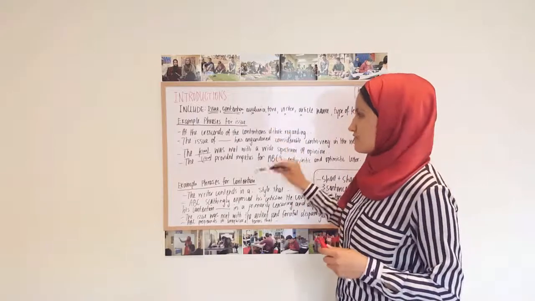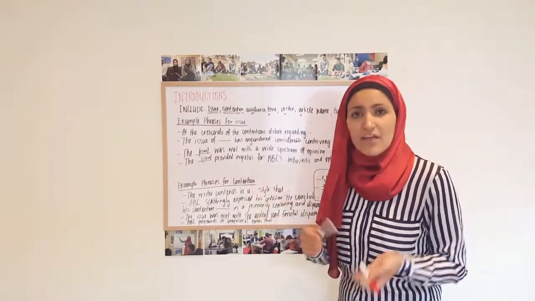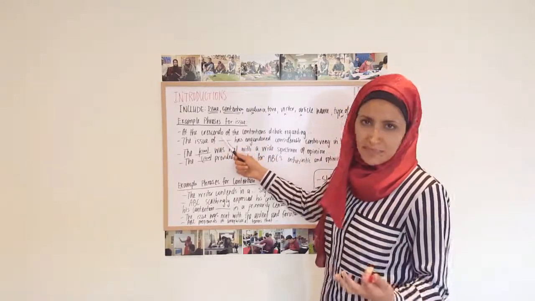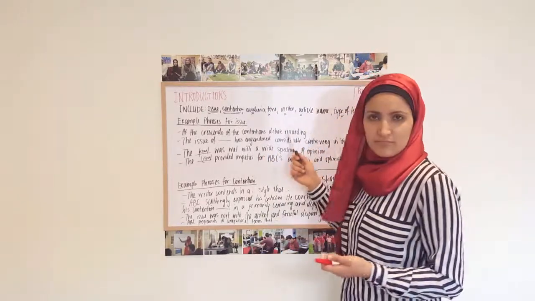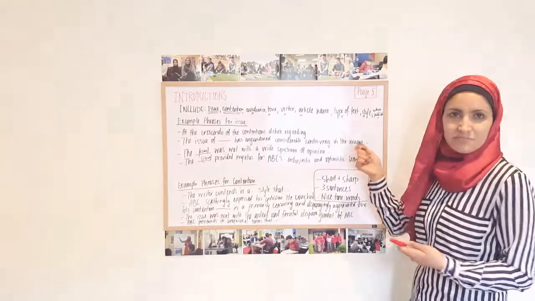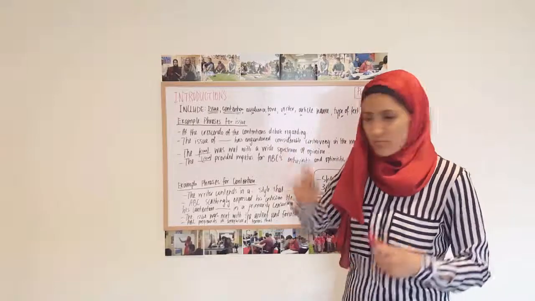So, example phrases for issue. The issue sentence is usually the first sentence that I would write in my introduction. So, at the crescendo, crescendo means peak, at the crescendo of the contentious debate regarding abortion, Bobson publishes his opinion piece in the Age, contending that blah blah blah.